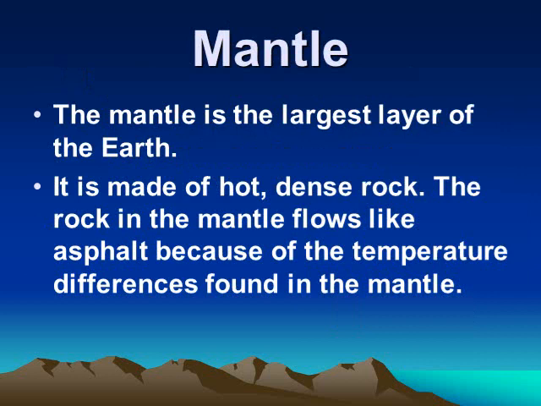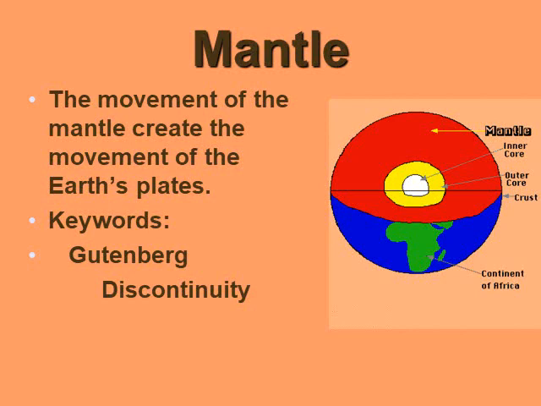Next, the next layer is the mantle. It is the largest layer of the earth. It is made of hot, dense rock. The rock in the mantle flows like asphalt because of the temperature differences found in the mantle. Again, 82% of the Earth's volume is contained in the mantle. It is a solid or rocky shell that extends to a depth of nearly 2,900 kilometers. So, ang dominant rock dun sa uppermost ng mantle ay tinatawag na peridotite, which is richer in the metals magnesium and iron. The movement of the mantle creates the movement of the Earth's plates.